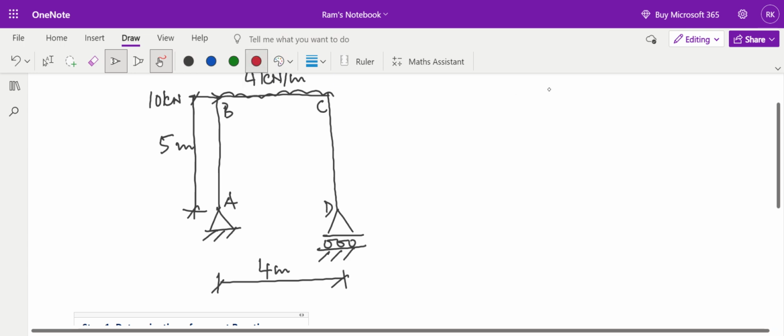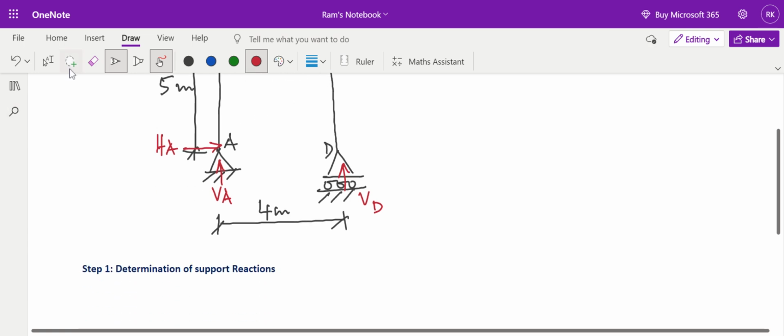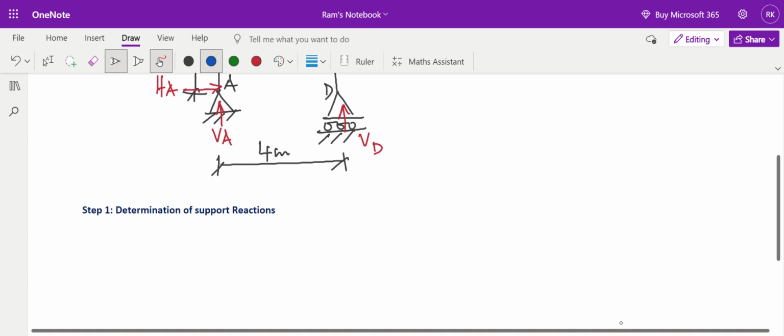For the hinge support, we know there are two reactions possible. Let's call this reaction the horizontal reaction at A, HA, and this one the vertical reaction at A, VA. At the roller support, only one reaction perpendicular to the roller is possible. Let's call this reaction VD. So there are three support reactions and three equations of equilibrium. We can determine these support reactions using equations of equilibrium alone, and that is why this is a determinate structure.